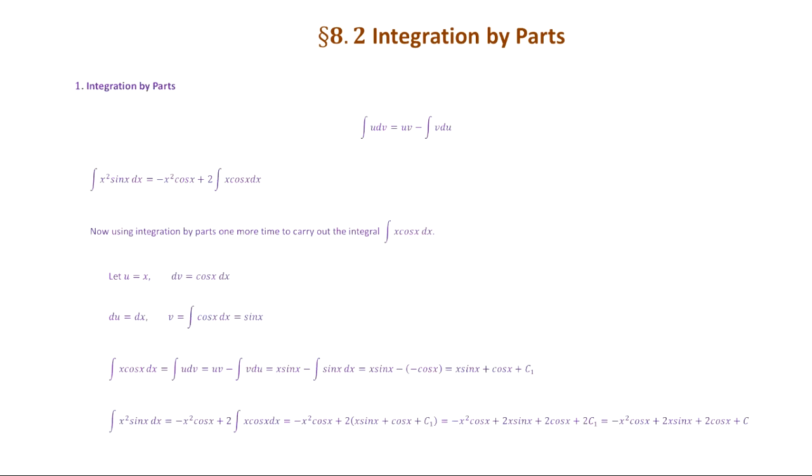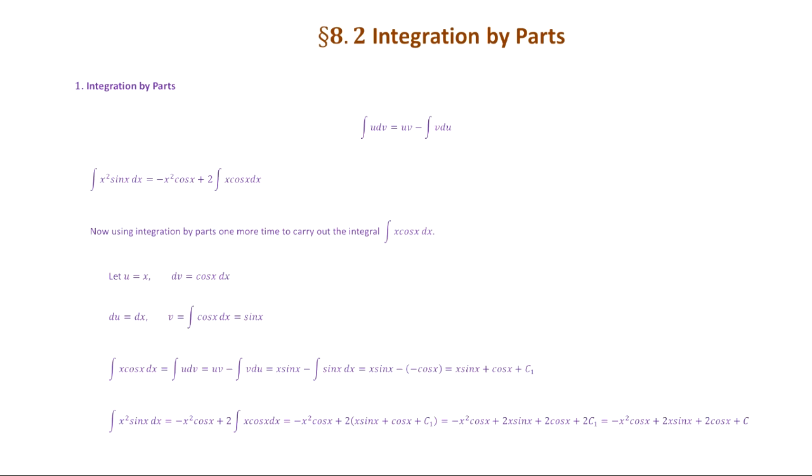So again, I just rewrite the result we got from the previous page. The integral of x squared sine x equals negative x squared cosine x plus 2 times the integral of x cosine x. As I said, we have to use integration by parts one more time to figure out the integral of x times cosine x. So again, you're going to use u equal to x and dv equal to cosine x dx. And it will not work if you choose the other way, u equal to cosine x and dv equal to x dx. It will not work.